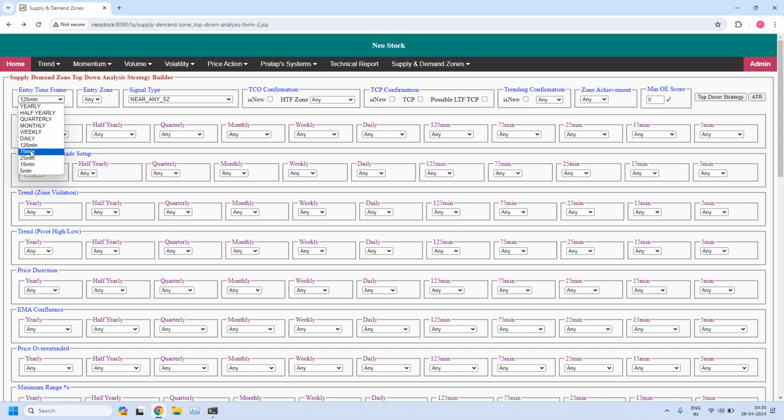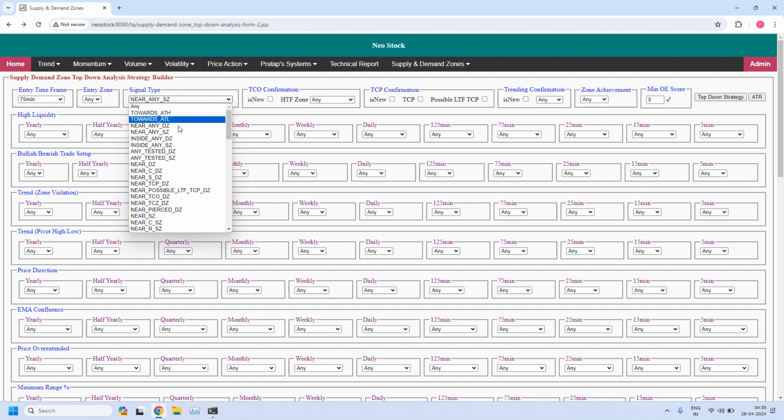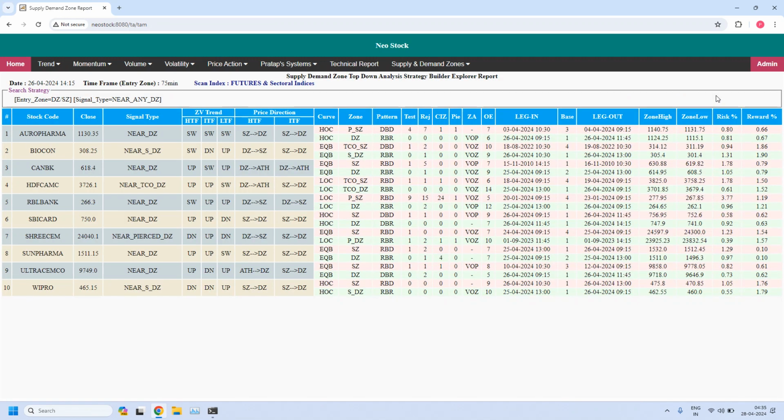Changing the time frame to 75 minutes. Entry time frame is 75 minutes. Let us find the stocks near 75 minutes demand zone. So 10 stocks are filtered near to the 75 minutes demand zone. Now let us identify 75 minutes high liquidity demand zones from this list. We have Biocon. Biocon is a high liquidity zone. Already tested once. It is a rejection. Tested once. So look for a fresh fine-tuned 5-minute zone.